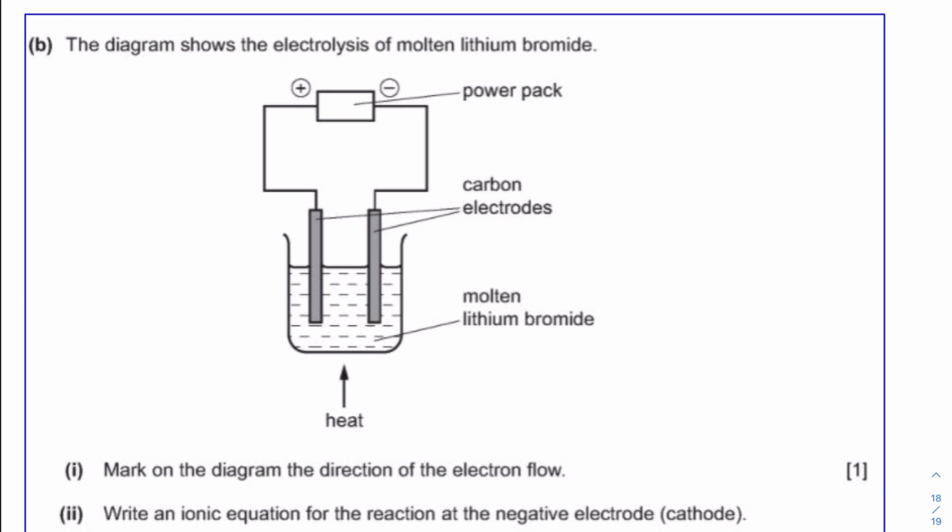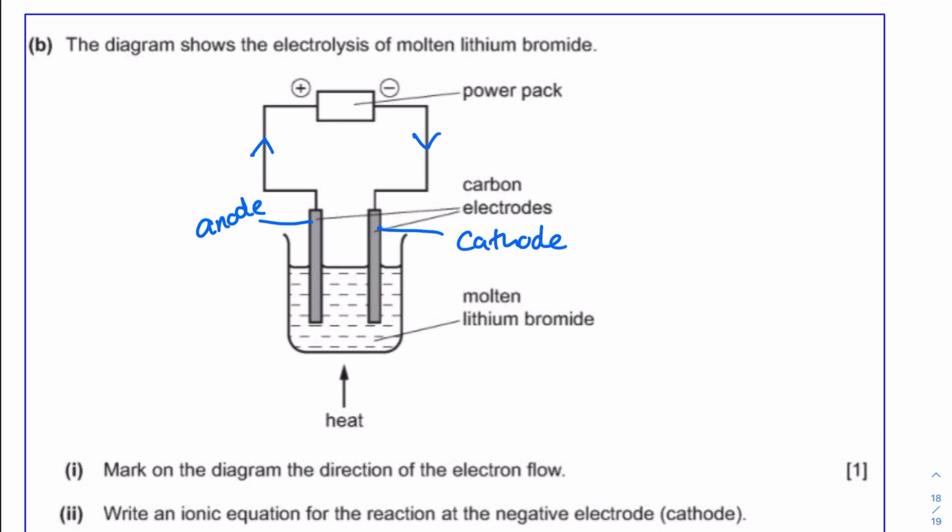So this is the positive and this is the negative. So positive anode, negative cathode. That's the best thing that we can always start with, labeling the anode and cathode. And we know in an electrolysis cell that electrons in the external circuit, which is the electrodes and the power pack and the wires, flow from the anode to the cathode.